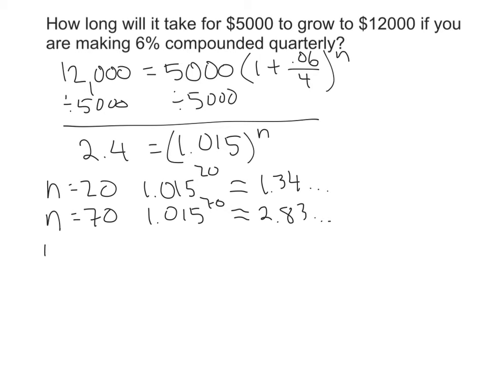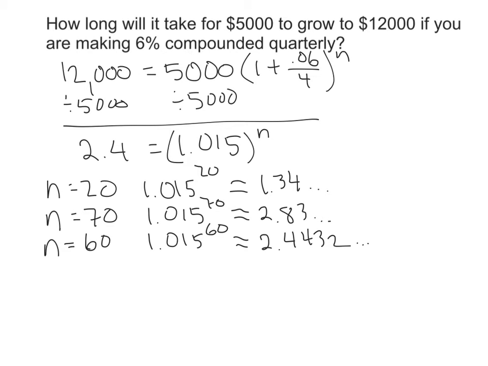If we guess 60, that's going to give us a pretty good feel. Obviously we want to be a little closer to the 70 result than the 20 result, so let's guess 60. And if we do that, we're going to get about 2.4432. So obviously that's a pretty good guess.